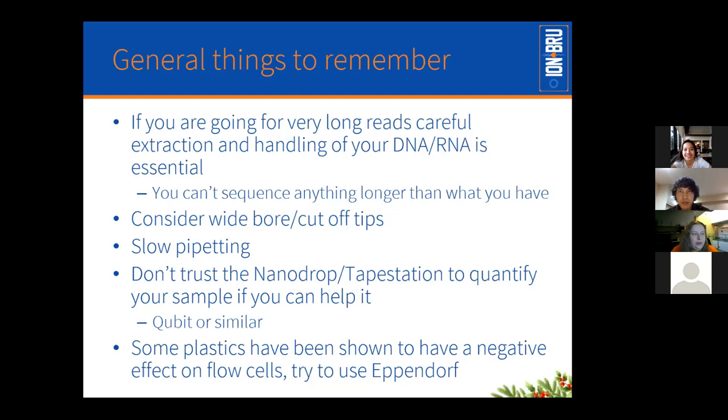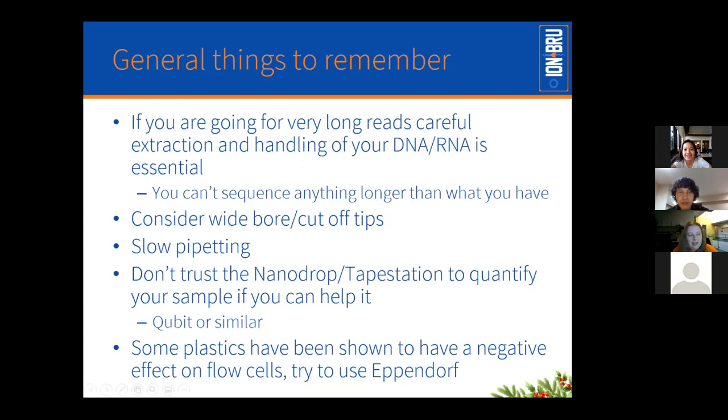Try to do your quantifications with a Qubit or something similar. We like to call the NanoDrop a random number generator, because it's quite often wrong. And it is quite important for the flow cell to have the right molarity going onto the flow cell. If you have too many molecules, you will exhaust your flow cell, and you'll end up with much lower throughput. So it's important to know what you're putting on.